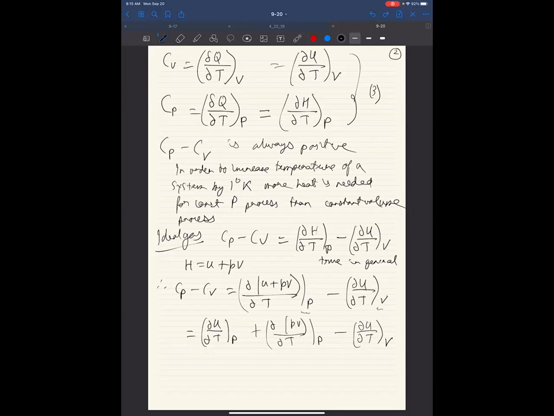Now, so far, we have not used any ideal gas. Okay, now let's assume ideal gas because we are talking about an ideal gas. Assume ideal gas, which is the problem here. Then PV is equal to nRT, right? So this second term becomes partial of nRT by partial T at constant P. That is simply nR. So we have Cp minus Cv is equal to partial U.